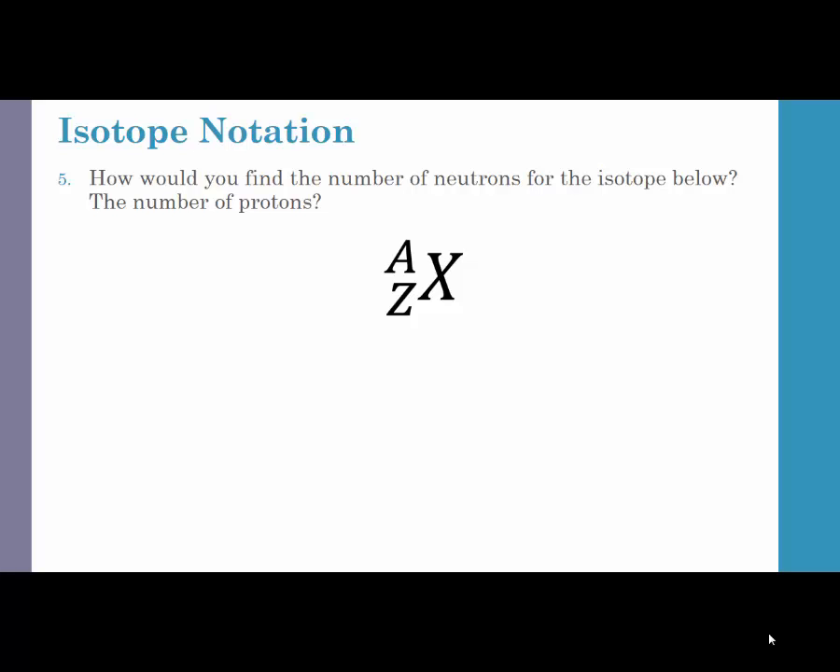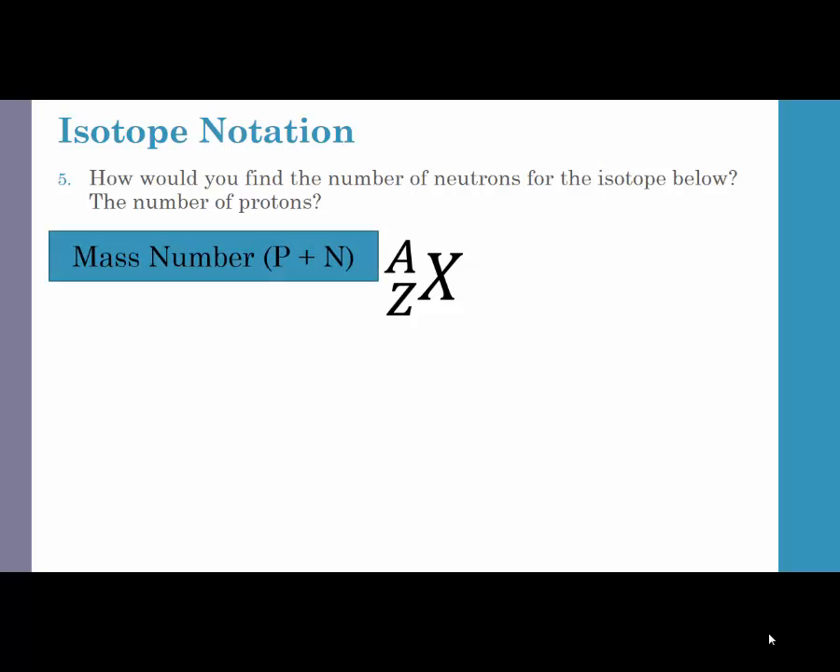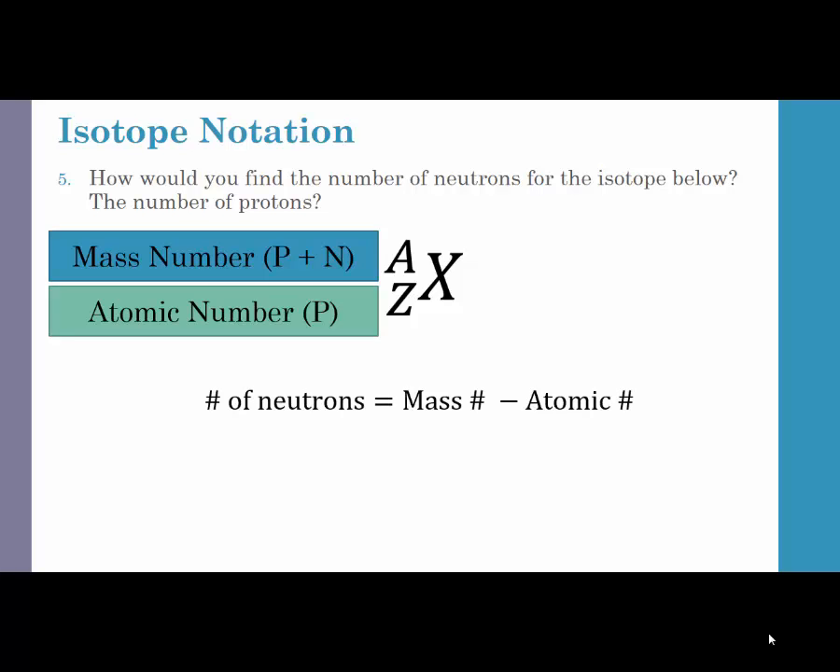How would we find the number of neutrons for the isotope below? Number of protons. So the top number is the mass number, which is the sum of protons and neutrons, while that bottom number is the atomic number. So if I take that mass number and I subtract out the atomic number, that's the same thing as saying if I take protons and neutrons and subtract out the protons, what I'm left with is the number of neutrons. And of course, the number of protons is exactly equal to the atomic number, which is written as Z in this particular notation.